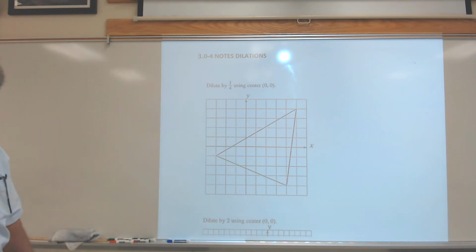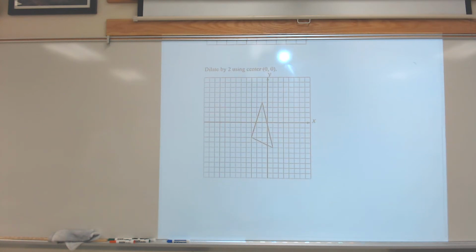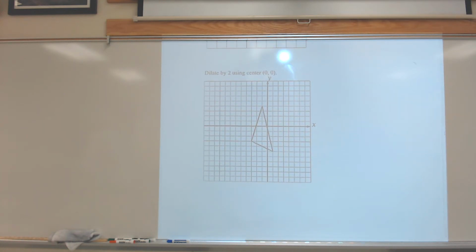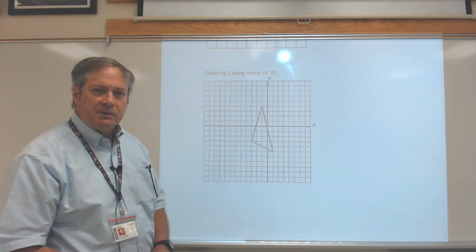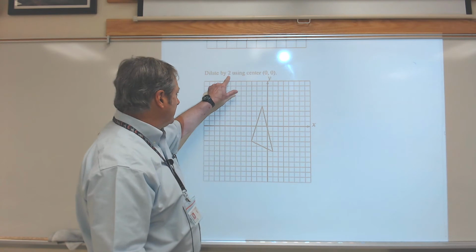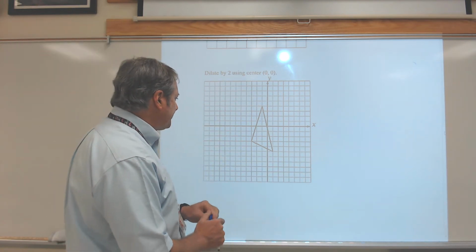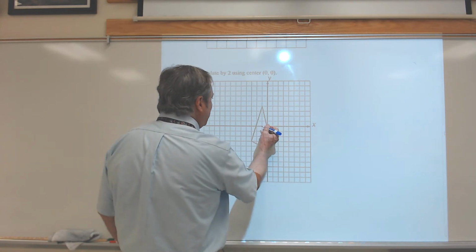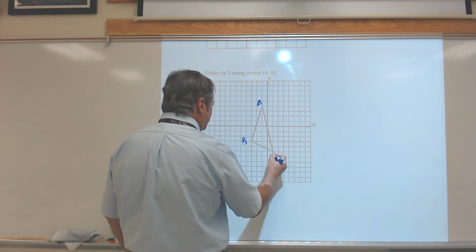And let's see, where am I going over here? All right, so the previous one was a reduction. This is going to be an enlargement because we're dilating it by a factor of 2. It's going to be twice as big. All right, first thing to do is to establish the correct ordered pairs. Let's just go ahead and name it A, B, and C.